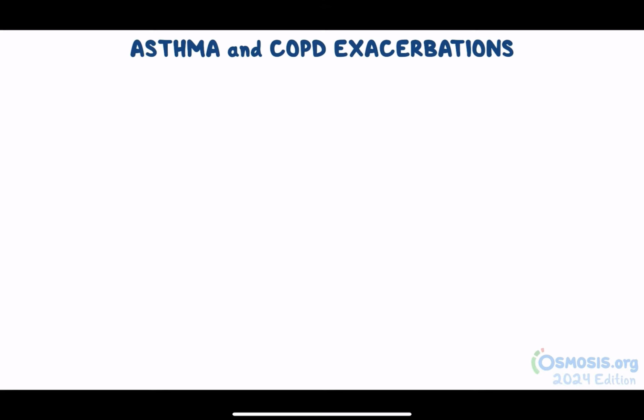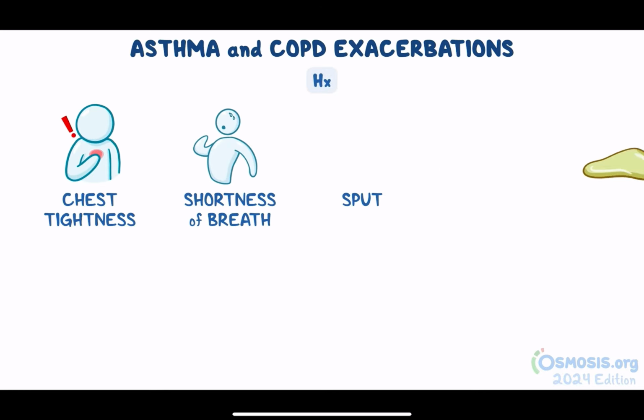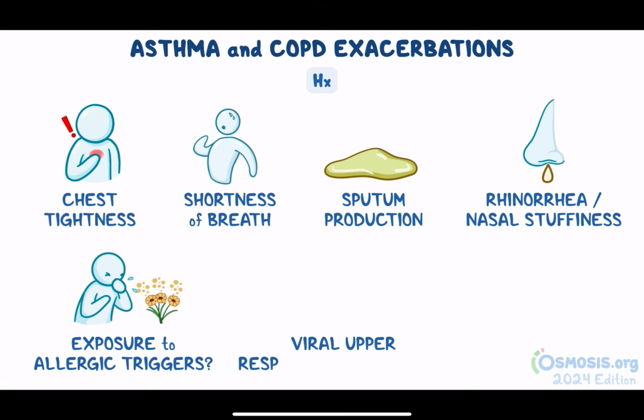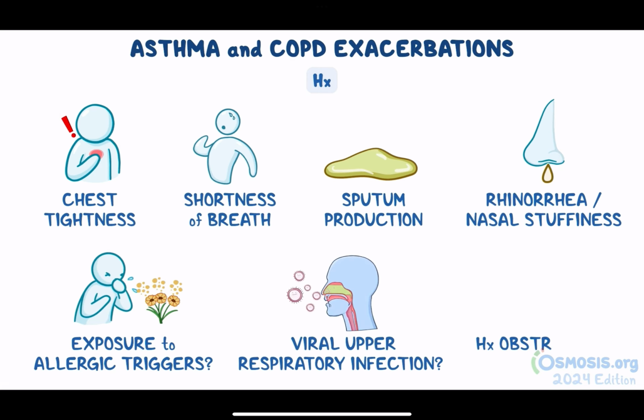Finally, let's move on to asthma and COPD exacerbations. These patients will report chest tightness, shortness of breath, and sputum production. Your patient might also report rhinorrhea and nasal stuffiness, indicating possible exposure to allergic triggers or a viral upper respiratory infection. They may also have a history of previously diagnosed obstructive lung disease, such as asthma or COPD.